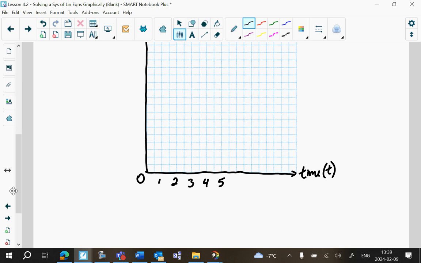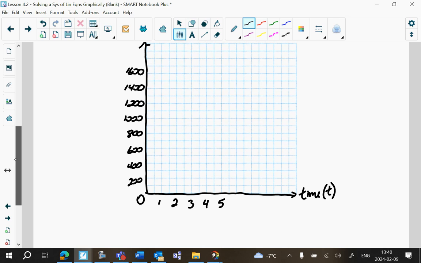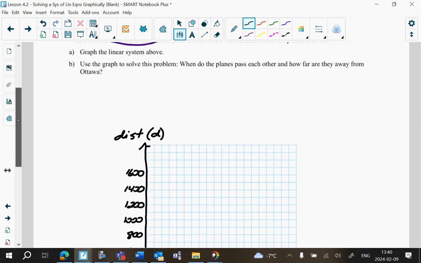Do we have enough? So 1, 2, 3, 4, 5, 6, 7, 8, 9, 1,000, 1,100, 1,200, 1,300, 1,400. That would work. But I'm not going to label every one. I'm going to label every second one. You don't need to label every one. And I'll do one extra. And now let's graph each one.